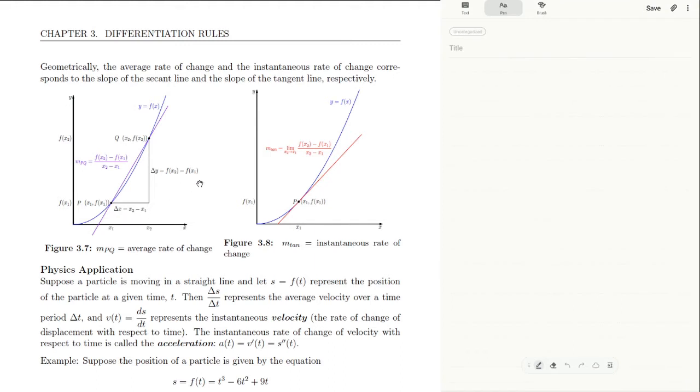Now over on the right, we have the derivative at x1, which is going to be the slope of the tangent line at this point. And it represents the instantaneous rate of change at x1. So it tells us how much the function will change at this particular point.